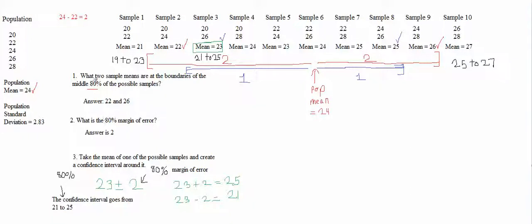So now you know how to do the problem if I said 60% instead of 80%. What if I said take one of the possible samples and create a confidence interval around it? We could take one of these samples and add and subtract the 60% margin of error to create a confidence interval. For example, right here we could add and subtract 1, and we would get a confidence interval of 22 to 24.